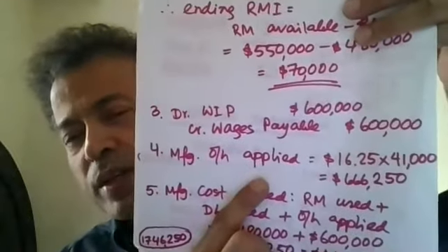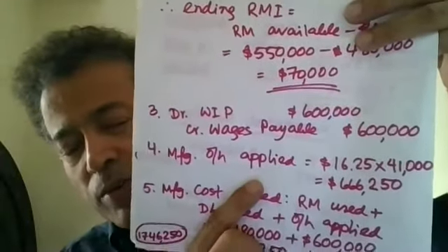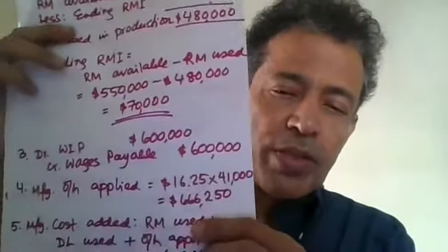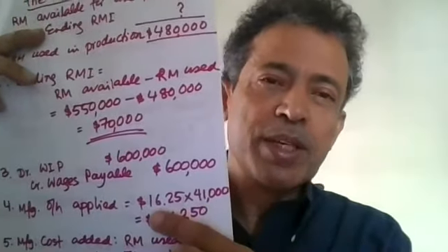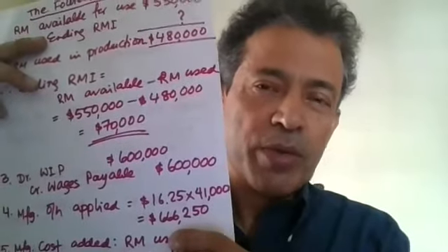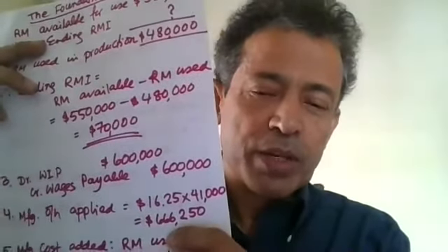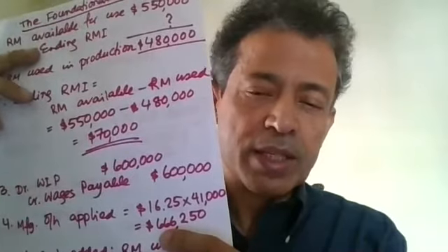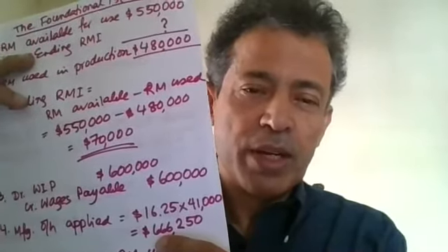The labor in this project has been working for 41,000 hours, although our denominator level was 40,000. We thought 40,000 hours of work would be enough, but we ended up working 41,000 hours. So 41,000 multiplied by $16.25 gives you total manufacturing overhead applied to this project. So that's the answer, $666,250. That's applied.